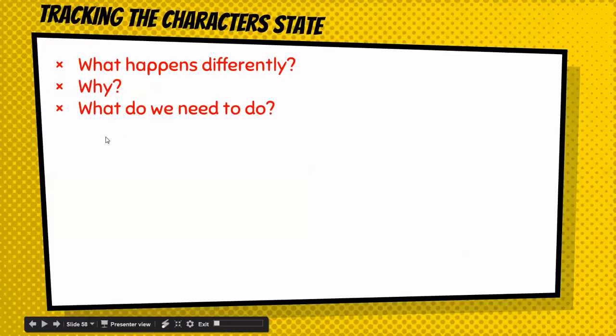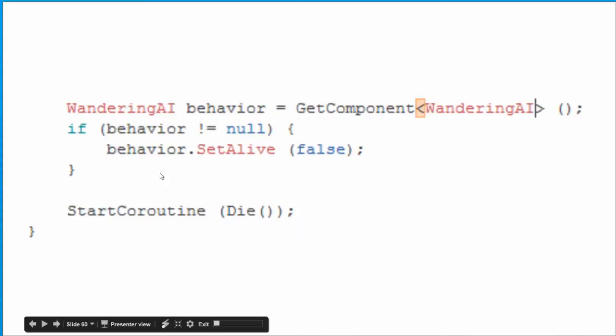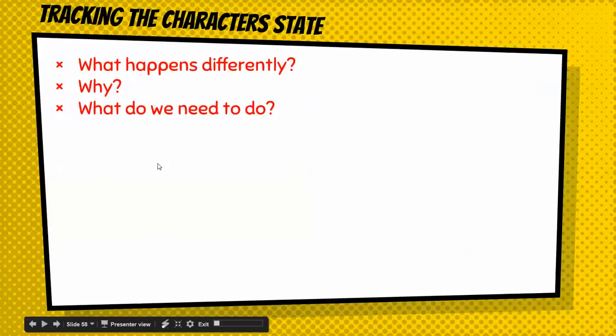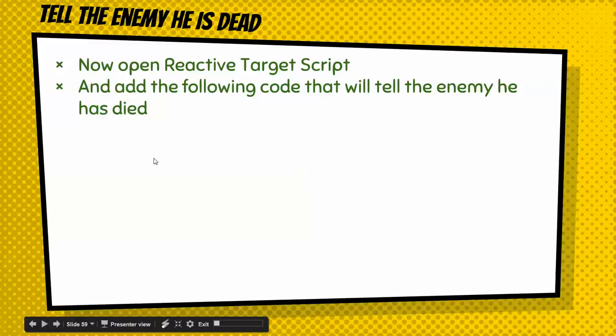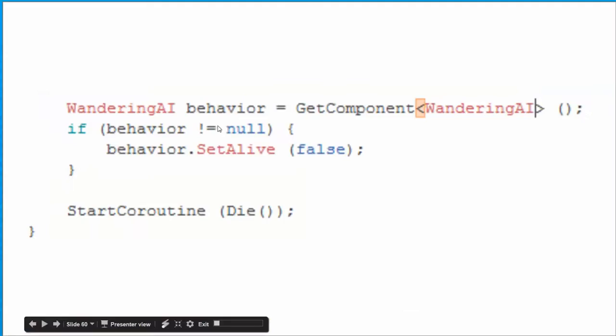And the answer is he still thinks he's alive because we never told him he was dead. So we have to tell him that he's dead. So when do we want to tell him he's dead? Well, when the reactive target script tells it it's hit. So we need to add the following code to the reactive target script. We need to add this code, but where do you want to add it? Hold on, let's find it and we'll add it in.